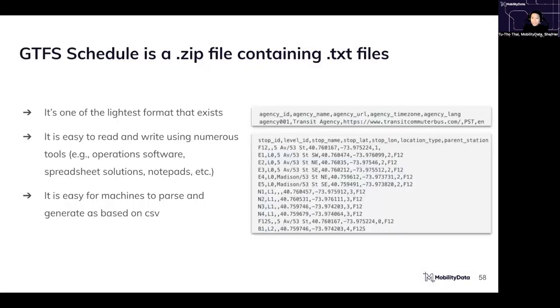GTFS schedule as a feed is a zip file that contains TXT files. So why TXT? In 2005, it was, and still is today, one of the lightest formats that exists to exchange data. It's easy to read and write using any kind of tool or software. It could be a notepad, it could be a spreadsheet. It can also come from your operation software. It's easy to parse because it's based on comma separation, and it's relatively easy also to generate and for a human to control, as we got more and more used to CSV files.